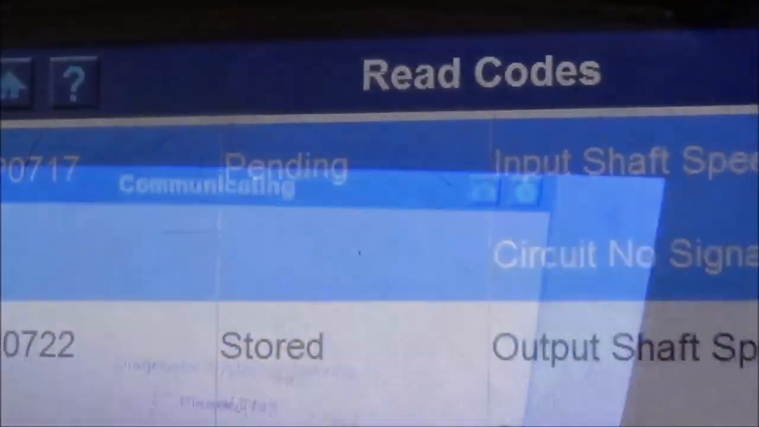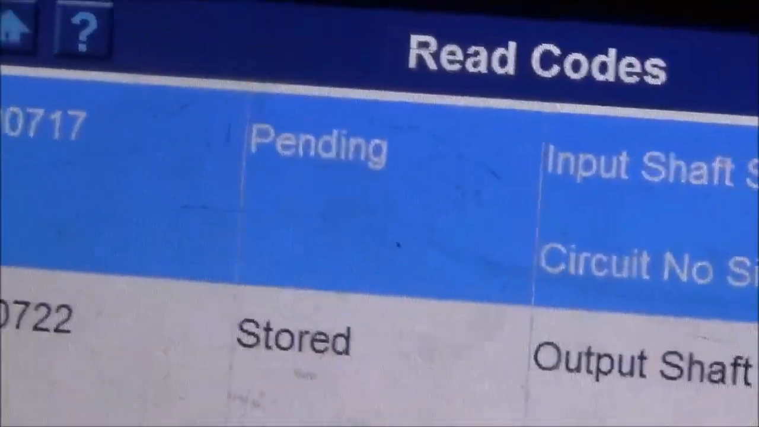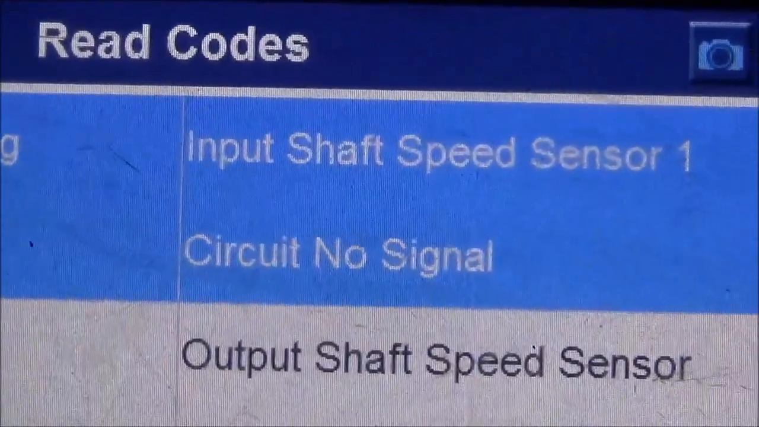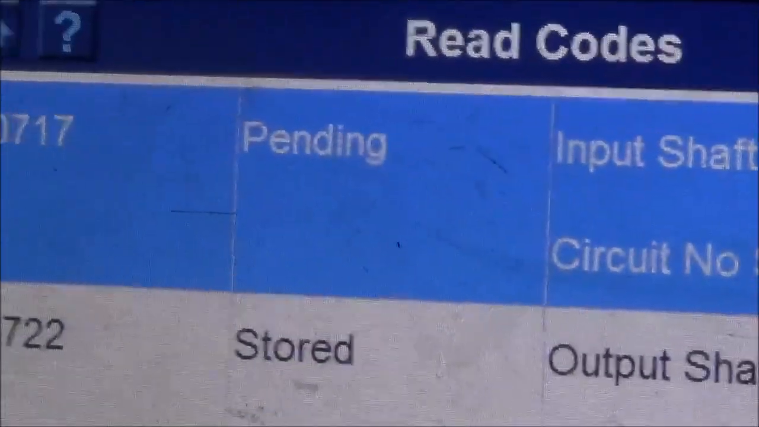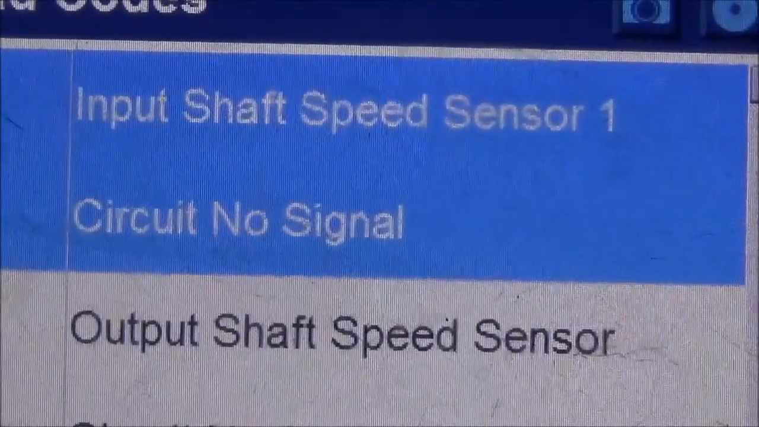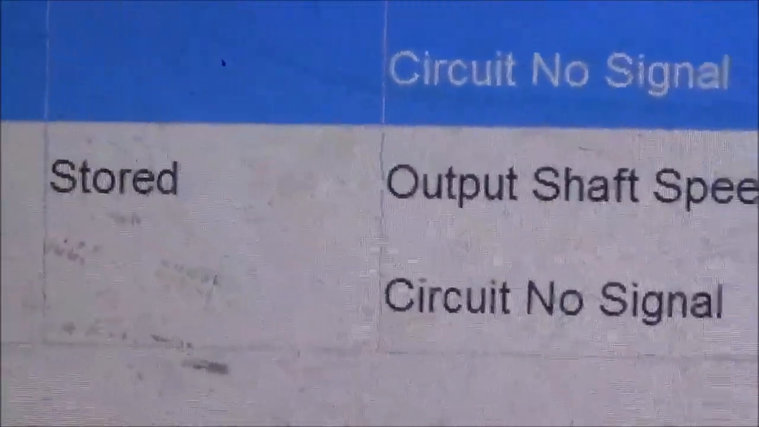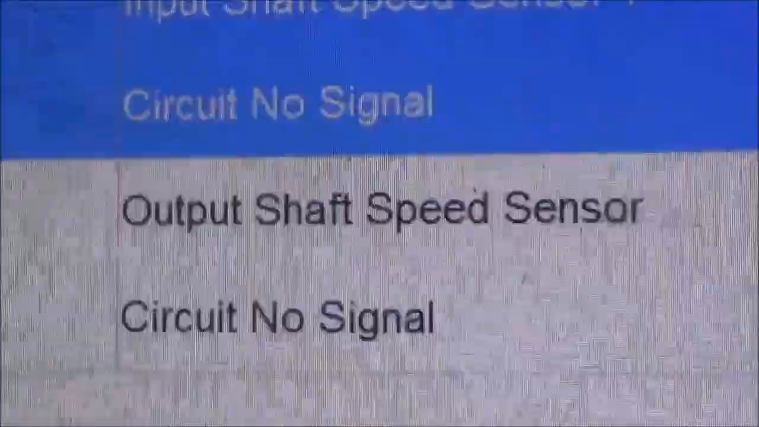Here we see that it has a pending code, P0717, input shaft speed sensor 1 circuit, no signal. Okay, input shaft speed sensor circuit has no signal. Also a P0722, which is stored, output shaft speed sensor circuit, no signal. Okay, these are the two codes that I see.